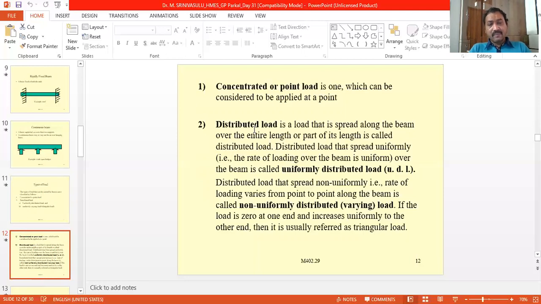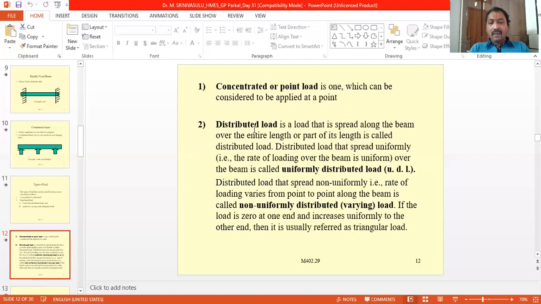If the load is acting such that its magnitude is distributed equally throughout the length of the beam, then it is called a distributed load. And if the magnitude is equal at any point along the length through which the force is acting, then it is called the uniformly distributed load.